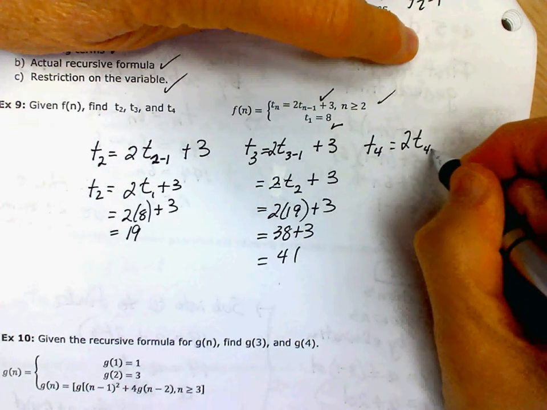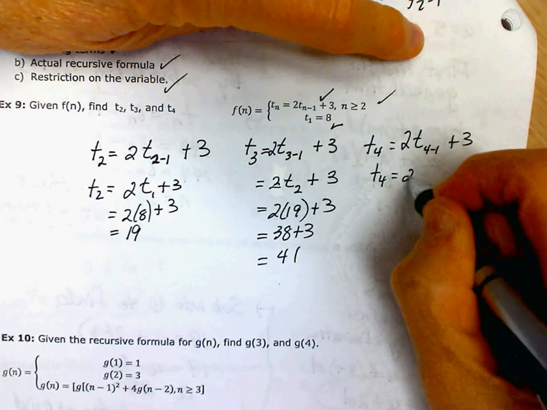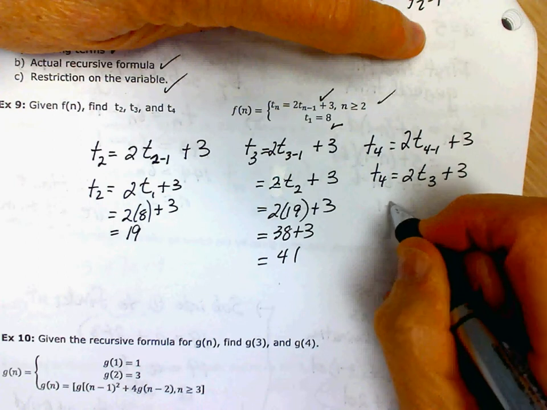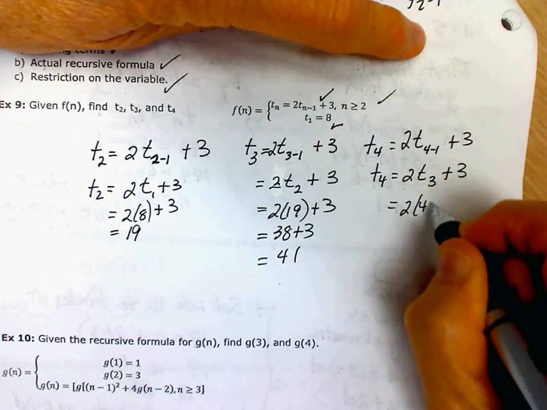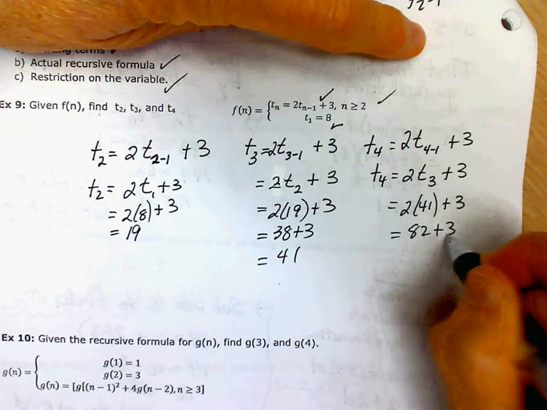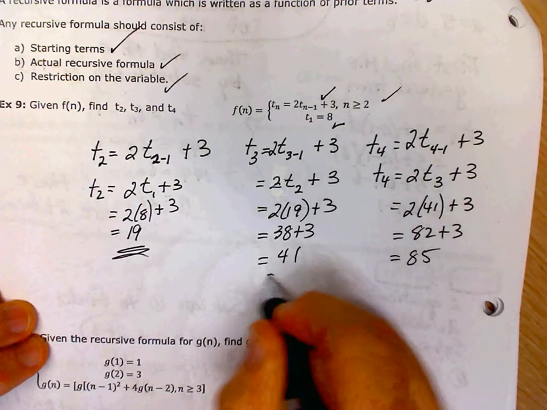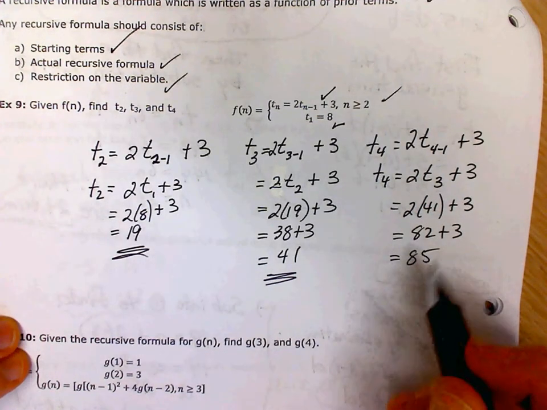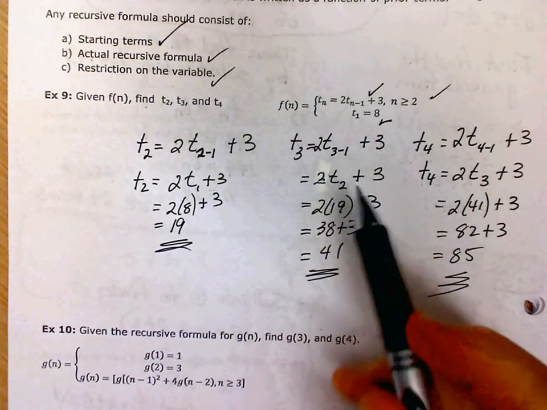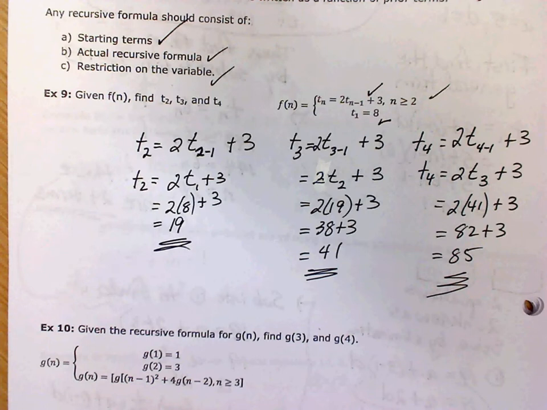Okay? So T4 is equal to 2T of 4 minus 1 plus 3. T4 equals 2 times T3 plus 3, and that's going to be 2 times 41 plus 3. That's 82 plus 3, and that equals 85. So there's our T2, T3, T4. See? So notice, to get any term, we need the previous term. It's a recursive formula.